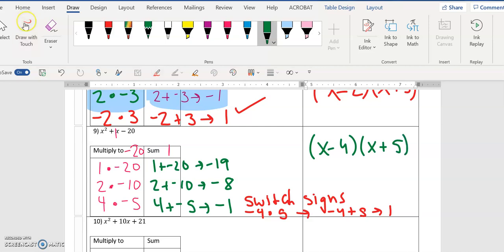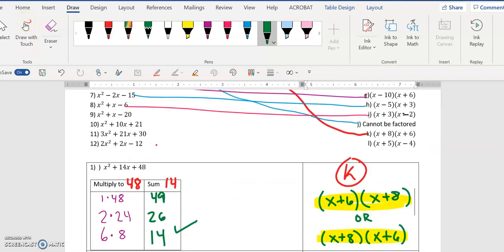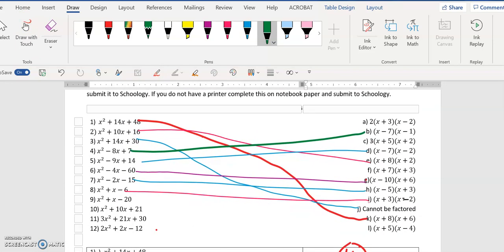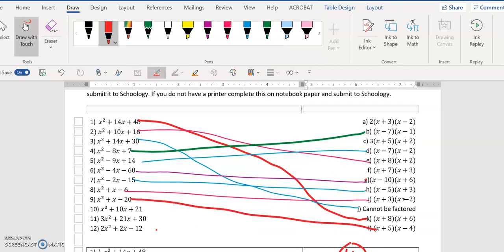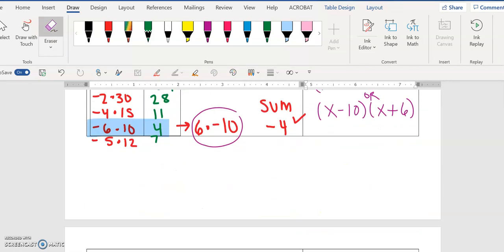All right, let's see if that answers there. Number 9, x minus 4, x plus 5. There it is. Okay, let's keep going. 3 more. Man, I'm excited.